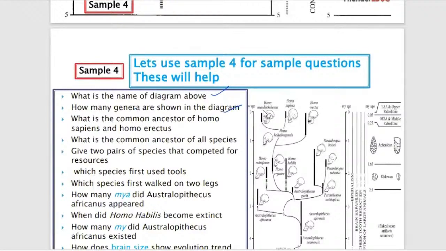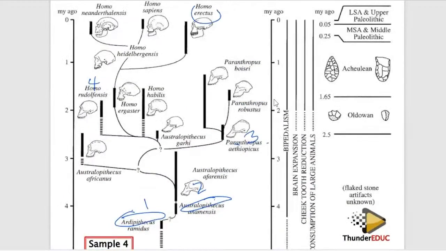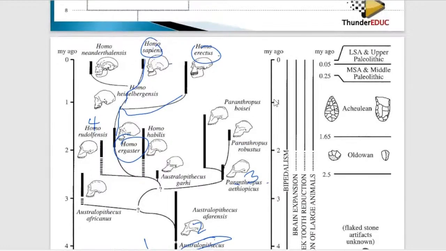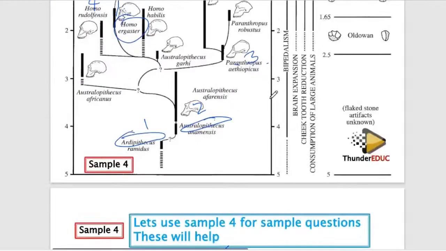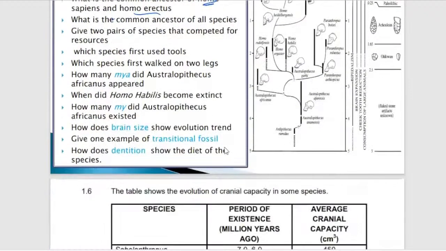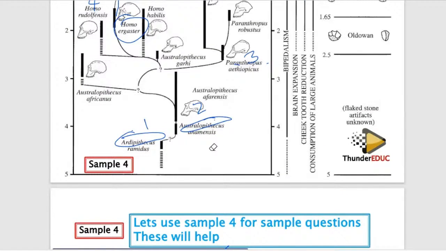What is the common ancestor of Homo sapiens and Homo erectus? You move back until where they join: Homo ergaster. So Homo ergaster is the common ancestor of Homo sapiens and Homo erectus. Then the next one is, what is the common ancestor of all species? Here you just look at it. The common ancestor is Ardipithecus ramidus. It's the common ancestor of all species. So it is easy that way.